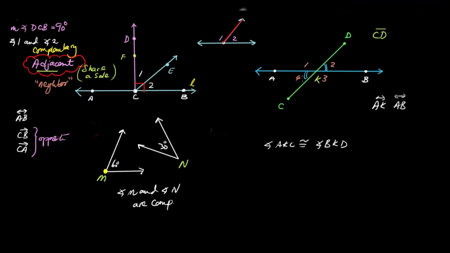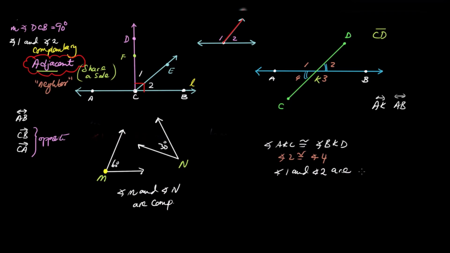Okay, so we know angle 4 and angle 2 are congruent. We can write that too: angle 2 is congruent to angle 4. Okay, we got that. So now we say angle 1 and angle 2, they are supplementary, aren't they? They're right next to each other. They add up to 180 degrees. So we can say angle 1 and angle 2 are supplementary.